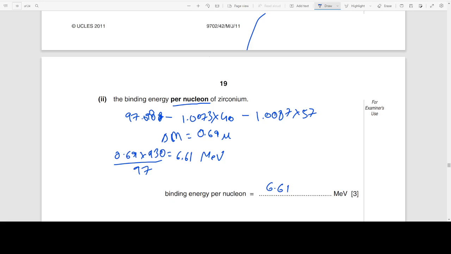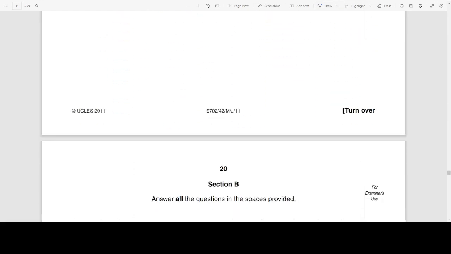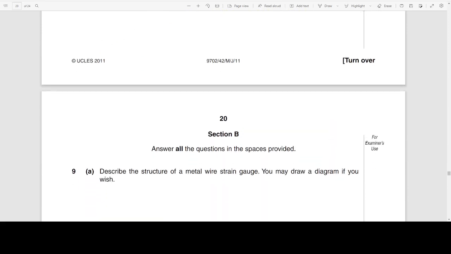I hope you understood this, guys. So first we just found the delta M using the number of protons and neutrons, and we found the total mass of that, and we subtracted it from the total mass of the zirconium atom. Then we convert it into energy by multiplying it by 930. Then we find the energy per nucleon, which is total energy divided by the number of nucleons. So we get 6.61. So I guess, guys, we are not doing section B.